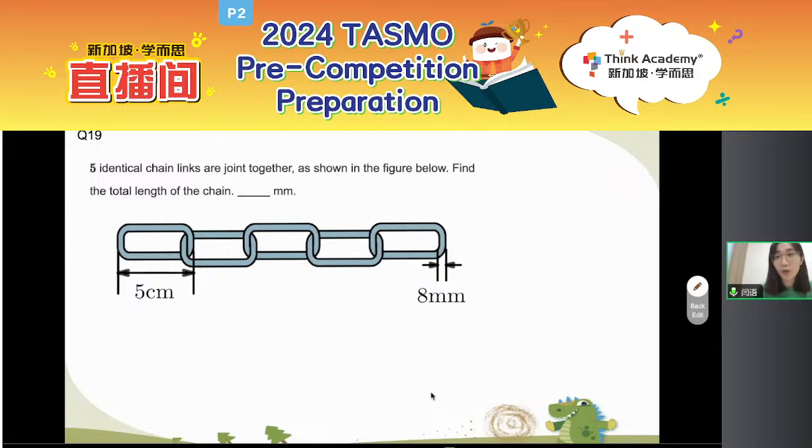Okay, could you please share what is your final answer? 5 identical chain links are joined together as shown in the figure below. Find the total length of the chain. Pay attention to the unit, that is mm, millimeter. Okay, what is the answer? Some students came to ask me, Teacher Apple, I feel it is very confusing. How come 5 minus 8? 5 cannot minus 8. But here, pay attention, that is 5 centimeter and 8 millimeter.